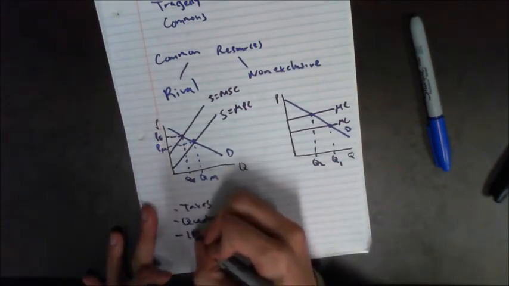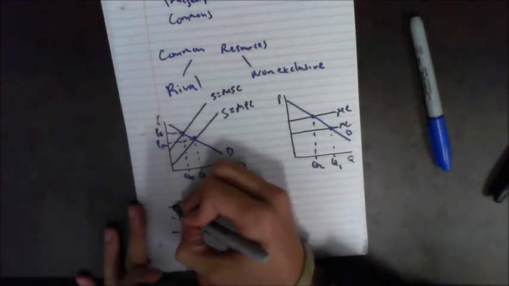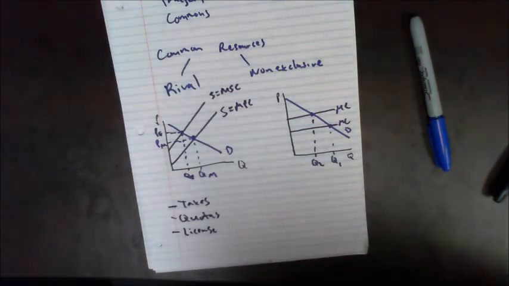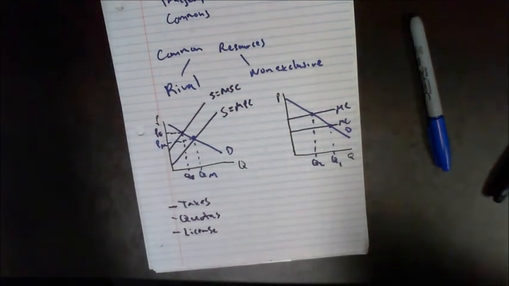Maybe a license. Okay, a license has the same effect as a tax. We make people pay to get this license. Well, then maybe that deters people who want to go out and fish. Okay, so look at this, how we deal with the tragedy of the commons.